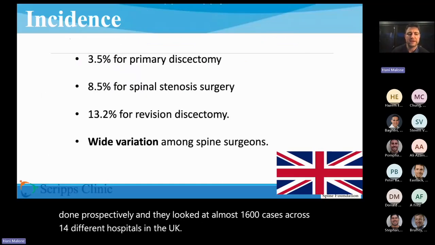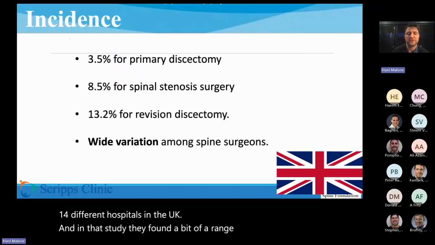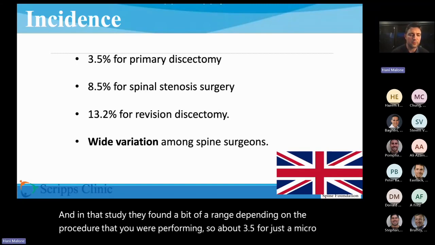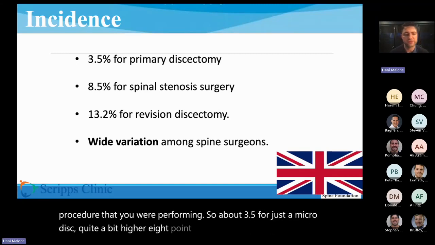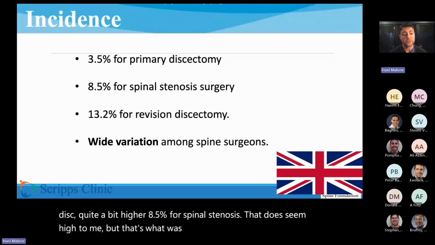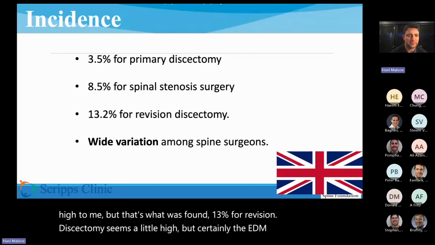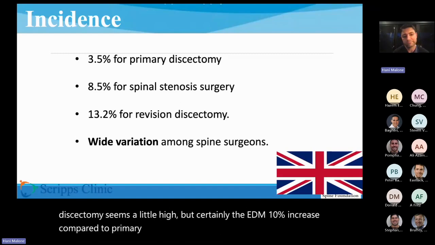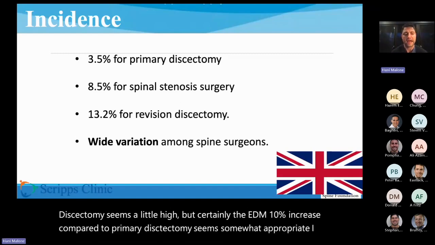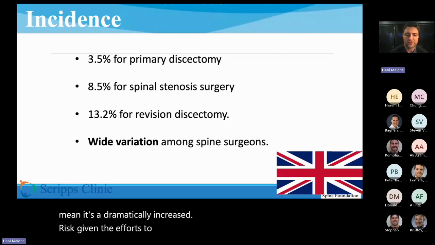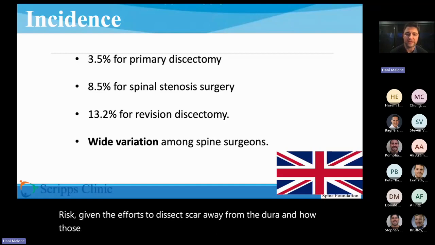And in that study, they found a bit of a range depending on the procedure that you were performing. So about 3.5% for just a microdisc, quite a bit higher, 8.5% for spinal stenosis. That does seem high to me, but that's what was found. 13% for revision discectomy seems a little high, but certainly the 10% increase compared to primary discectomy seems somewhat appropriate. It's a dramatically increased risk given the efforts to dissect scar away from the dura and how those things can be tethered and adherent.